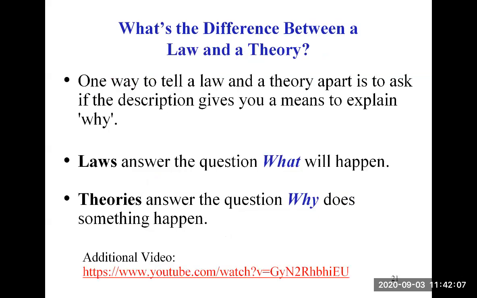And what's the difference between a law and a theory? One way to tell a law and a theory apart is to ask if the description gives you a means to explain why. If it explains why, then that's a theory, because theories answer the question, why does something happen? Laws answer the question, what will happen? They are more here to tell you what you will observe, but they are not explaining why it happens.